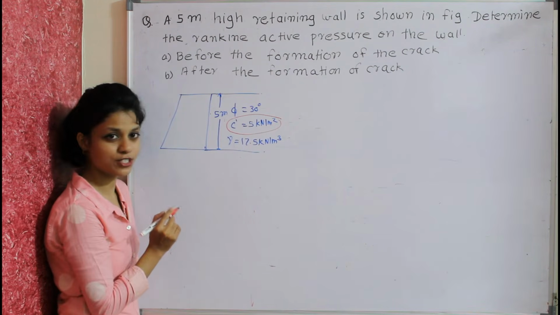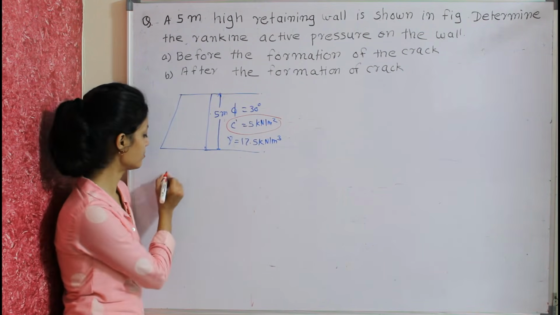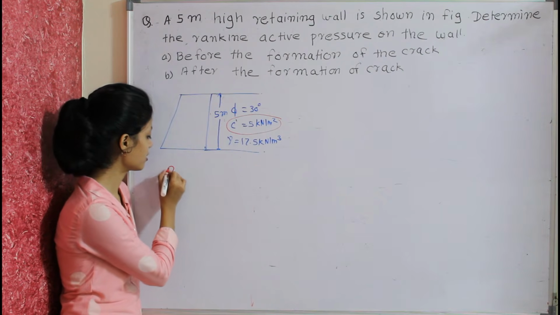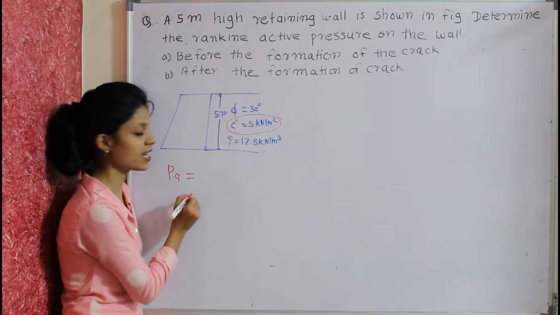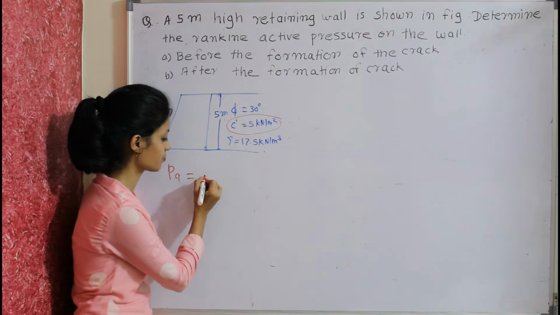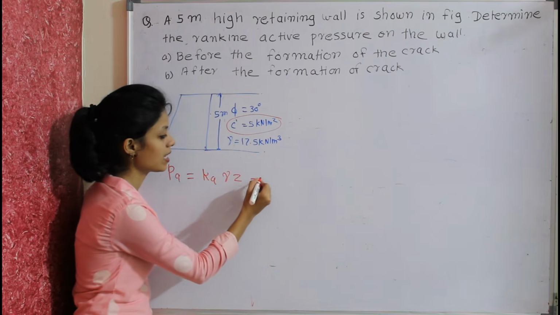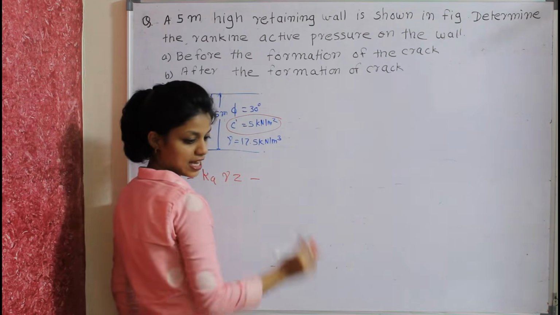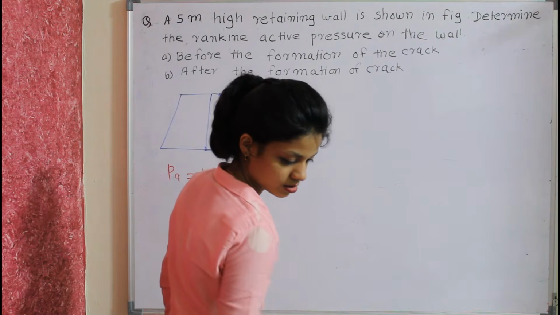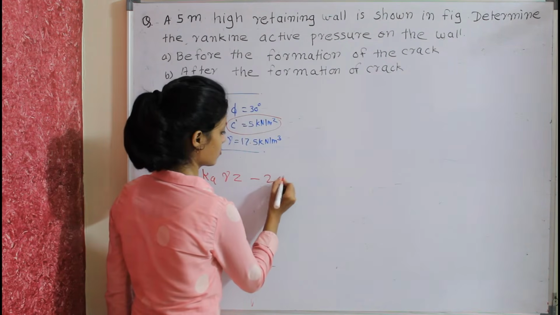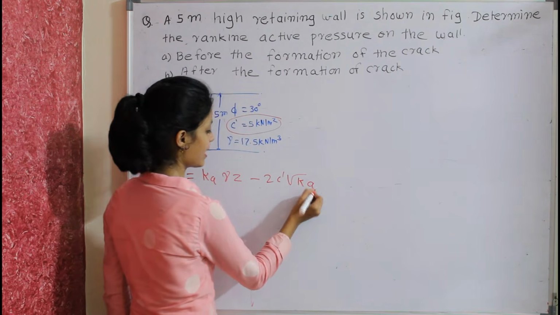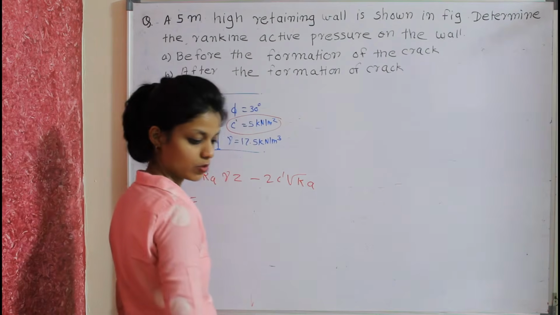So for cohesive soil, the formula for the effective active pressure PA is Ka gamma Z minus 2 C dash root of Ka.